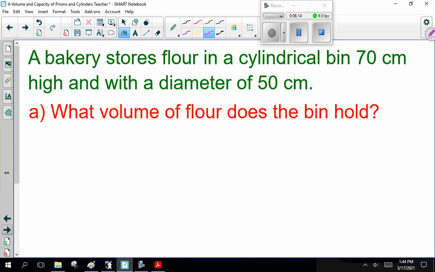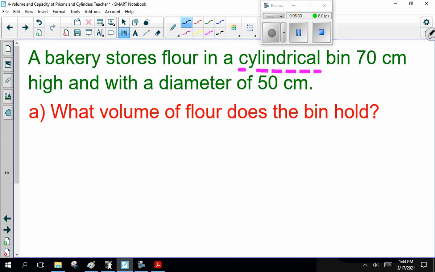Now, last set of questions, and I'll be quiet and leave you alone. Is this the last set of questions? Yes, it is. Right. A bakery store stores flour in a cylindrical bin 70 centimeters high and with a diameter of 50 centimeters. What volume of flour does the bin hold?